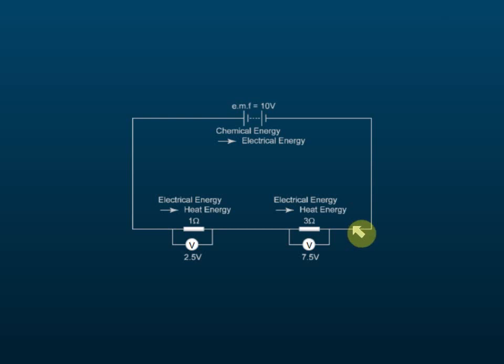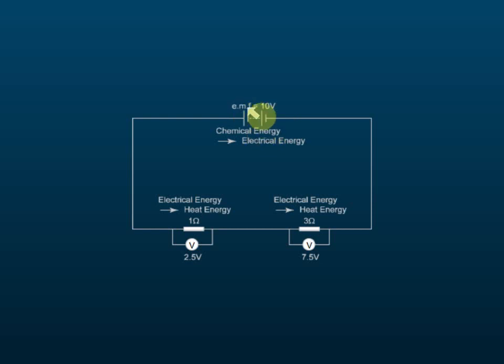Now let's see what the e.m.f means. Here we can see that we have a circuit and there is a source of energy. This is a dry cell, and we know that in a dry cell the energy is converted from chemical energy to electrical energy, so that is from other forms of energy to electrical energy. The label tells us that the e.m.f, the electromotive force, is equal to 10 volts.